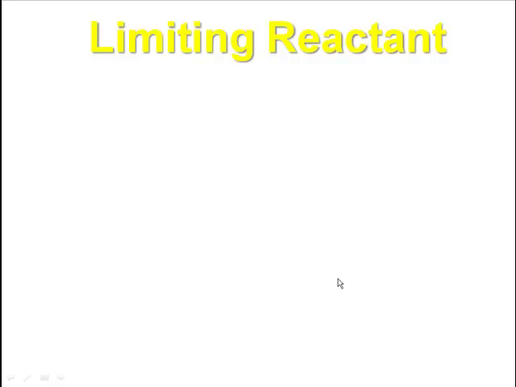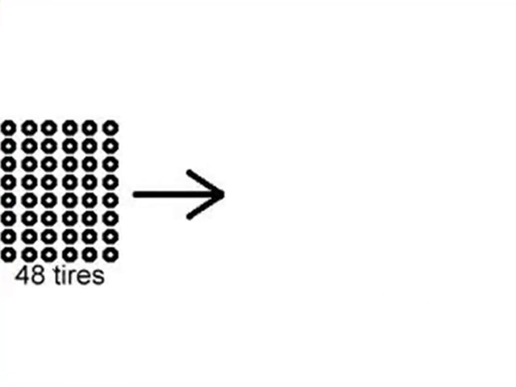So the thing we're going to learn about today is what is called the limiting reactant. So here's our problem. This is an example of the limiting reactant problem. We've got 8 car bodies and 48 tires. The question is, how many cars can you make? Now a car is only a car if it has tires, just so you know. We're not talking about the ones that are parked out in front of your house. So, 48 tires, 8 car bodies. What's the answer to this?